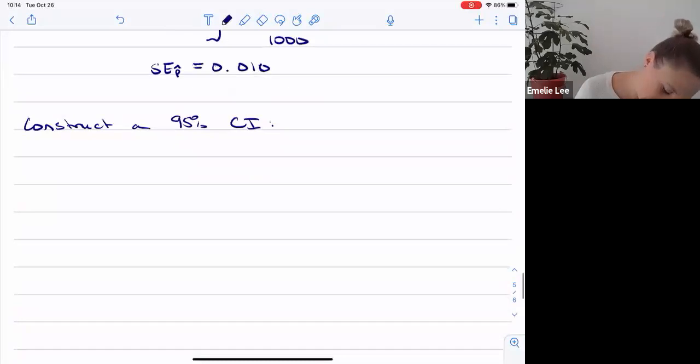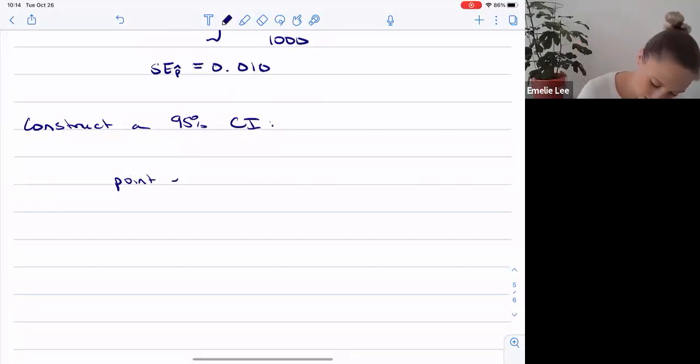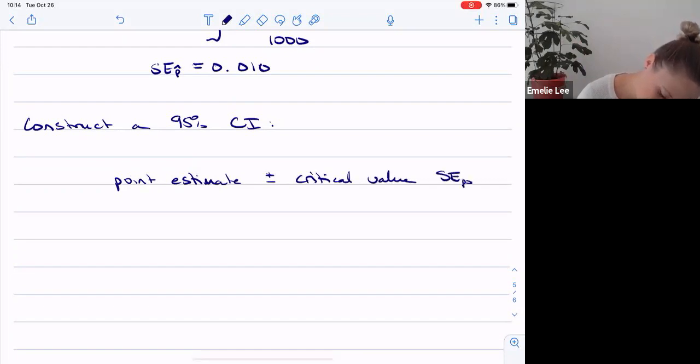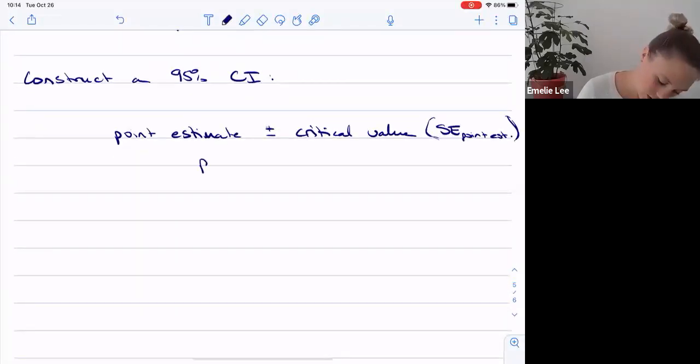First thing I want to do is build up my framework, and you don't have to do this, but I just want to show you one time. We've got our point estimate plus minus our critical value times the standard error of the point estimate. In our case, p hat is our point estimate, plus minus a z star, which is our critical value, times the standard error of p hat.